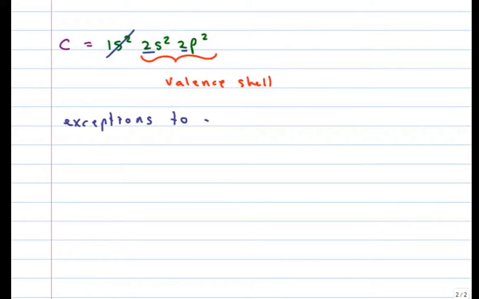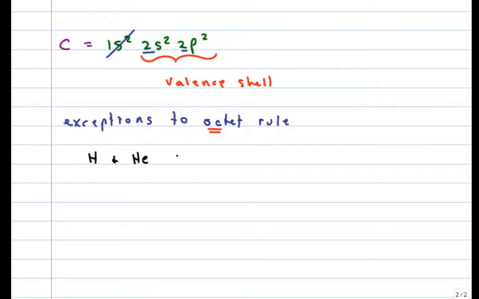Exceptions to the octet rule. Firstly, octet, you see the word 8 in there. October used to be the 8th month before Julius and Augustus Caesar were honored with a month after them. An octagon has 8 sides, right? The octet rule is the rule of 8. A couple of exceptions you want to know.